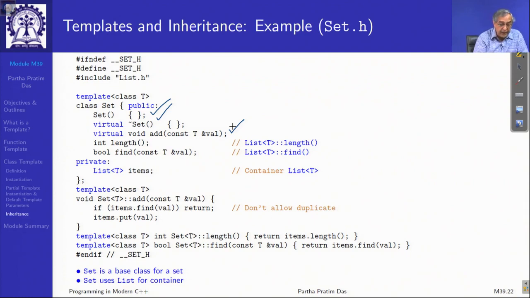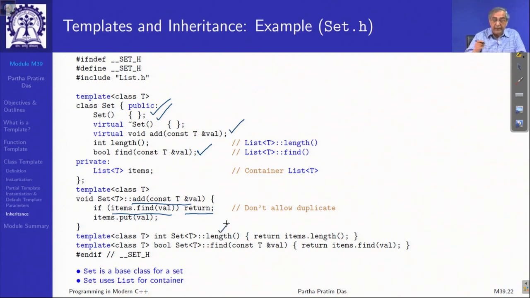So, I need to use the find function to check if the element being added is already there. When I try to add, I first do a find. If it is there, I do not add it, because duplicates are not allowed. Otherwise, I add it by doing the put of the list. This is a simple thing that I do.